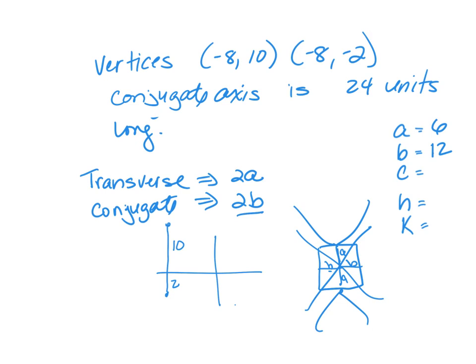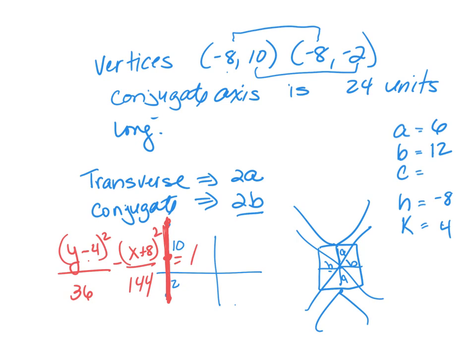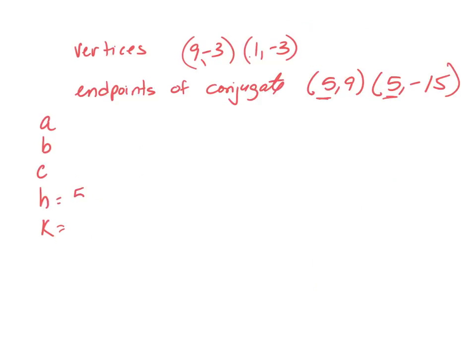So now we need to find h and k. Well, we find the vertices, if you find the midpoint of the vertices, you'll get there. So the average of the x's is -8, and the average of the y's is 4. So the answer is y minus 4 squared over 36 minus x plus 8 squared over 144 equals 1, because it's a vertical. Remember, k is in the y position.